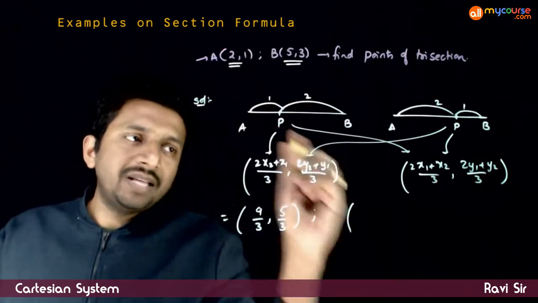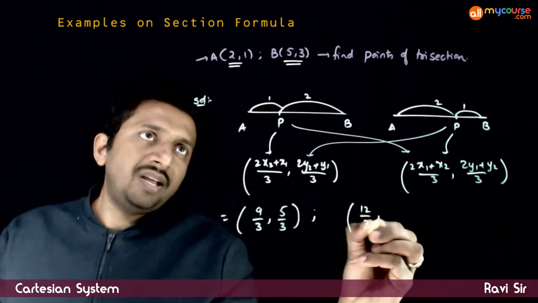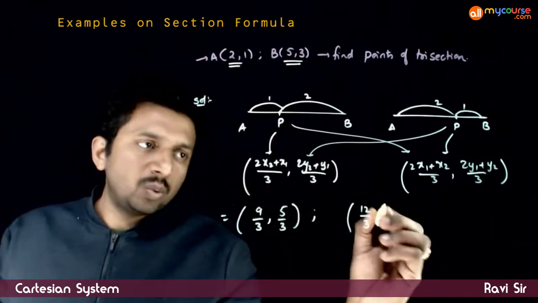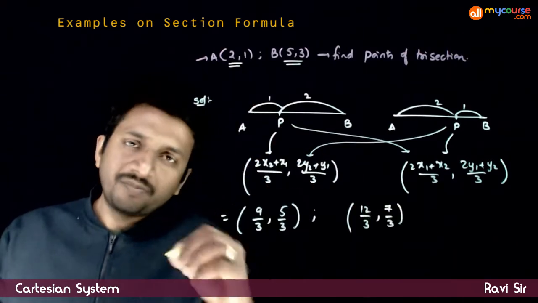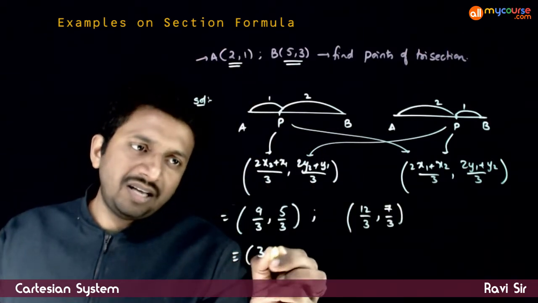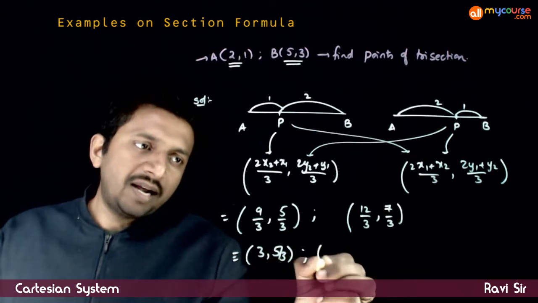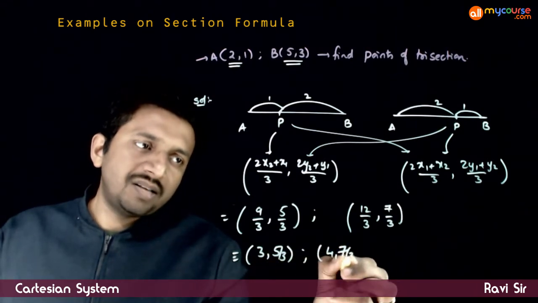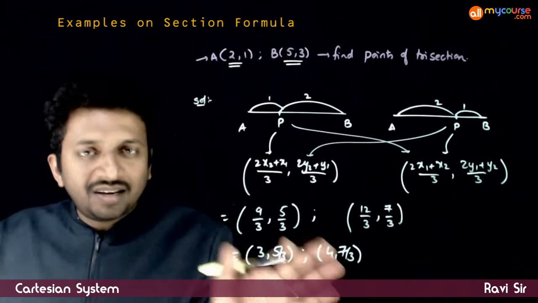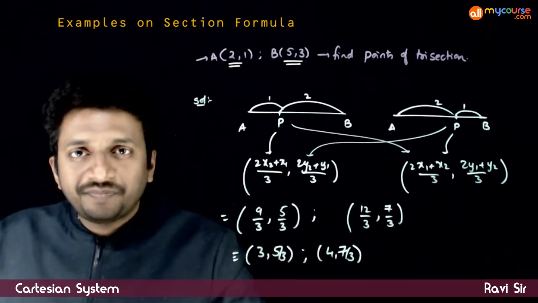So (10 + 2)/3, 12/3, and (6 + 1)/3, 7/3. So the points are (3, 5/3) and (4, 7/3). So these are the required points of trisection. Thank you.